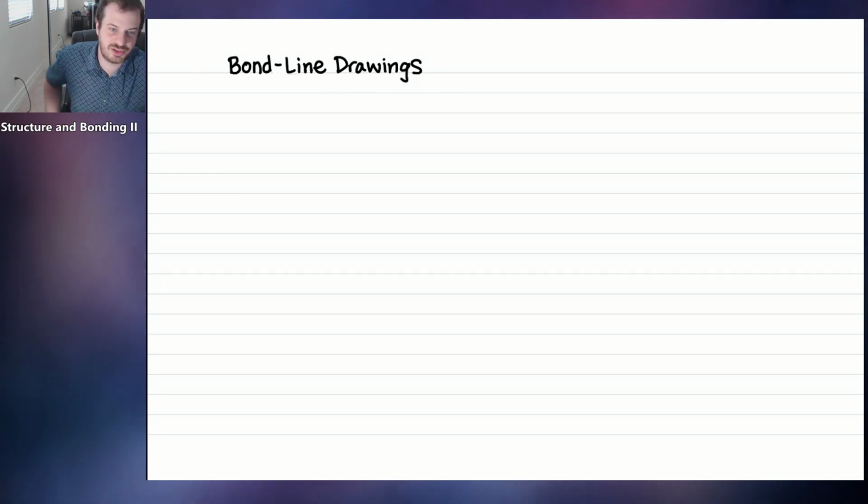So this is perhaps the most important slide in this entire class, because being able to draw and interpret these bond line drawings is going to be critical moving forward. Bond line drawings. The take-home message here is that there are multiple ways that we can draw organic compounds, but bond line drawings are by far the best. We've already seen Lewis structures being used to represent organic compounds.